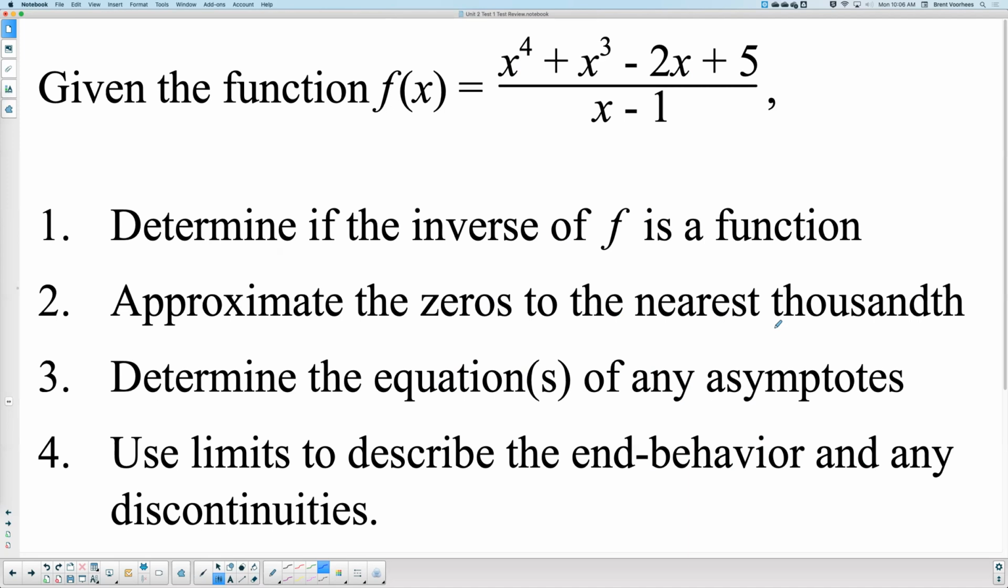That was 1.8, 1.9, maybe 1.10 in there. And number 4, use limits to describe the end behavior of any discontinuities.